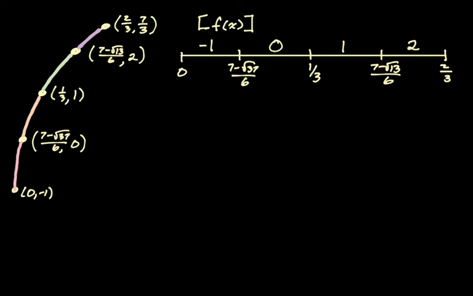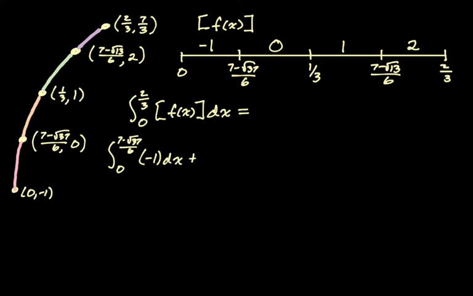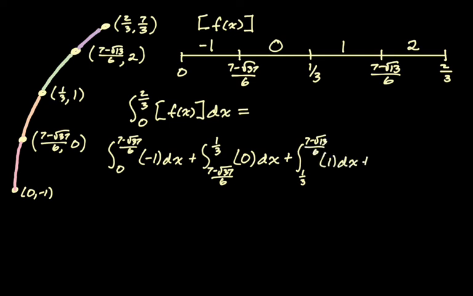All right, now why did we do this? We did this because we need to integrate from 0 to 2/3 the greatest integer of f of x. That was our goal. We can now break this up into 4 separate integrals. They're the integral from 0 to 7 minus root 37 over 6 where the greatest integer is -1, plus from 7 minus root 37 over 6 to 1/3, where the greatest integer is 0. That's nice. And then plus 1/3 to 7 minus root 13 over 6, where the greatest integer is 1. And then from 7 minus root 13 over 6 to 2/3, the greatest integer is 2. So you just deal with it. This is an annoying problem, but it's a problem on the exam. You've got to be able to do it, so you just step in and deal with it.